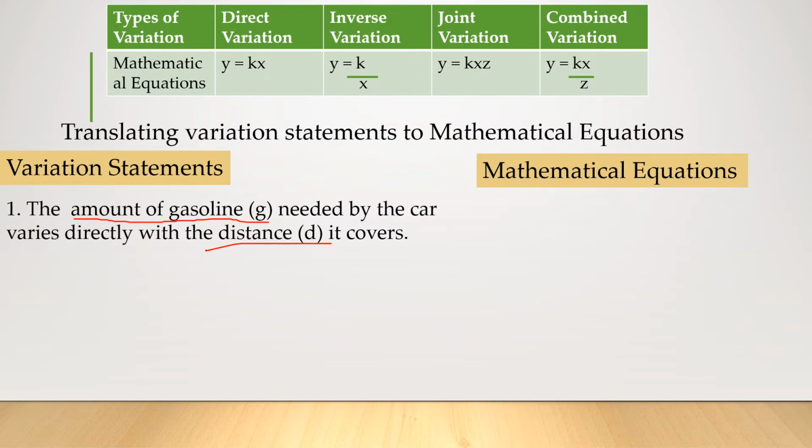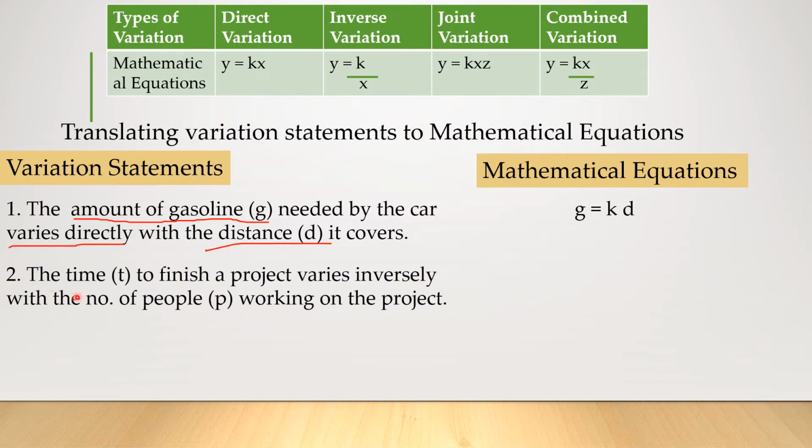So we have here the amount of gasoline and the distance, which means it involves two quantities. If it is only two quantities, it's either direct variation or inverse variation. Next is to find out the type of variation. Since we have here varies directly, it means direct variation. So simply, we can now write G is equal to K times D. It means that the amount of gasoline needed will depend on the distance that you are going to cover. More distance, more gasoline.